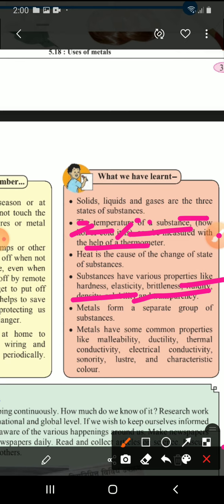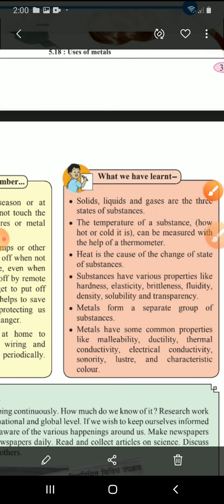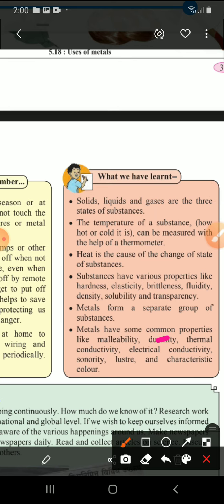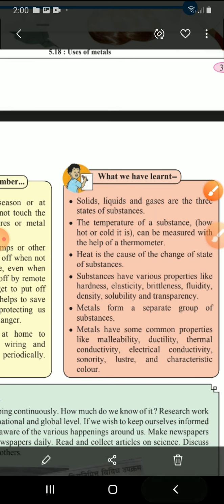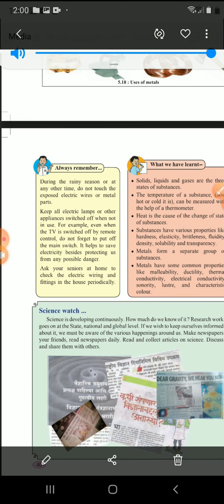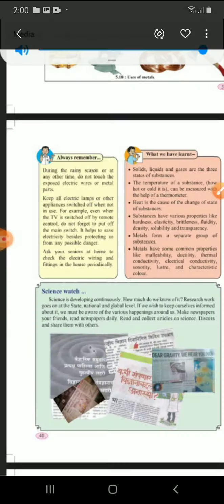Metals form a separate group of substances. Metals have some common properties like malleability, ductility, thermal conductivity, electrical conductivity, sonority, luster, and characteristic color. This is not compulsory to read.